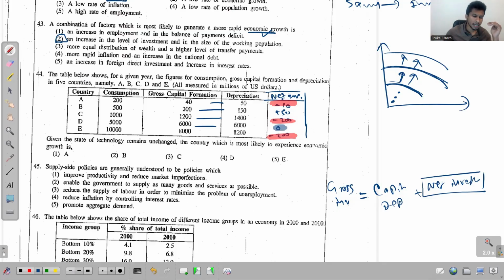But if you look at country B, what has happened? Their net investment is a positive value, which means they have added new capital resources to their existing amount of capital, so their productive capacity increases and they can achieve economic growth. Then the answer is the second one.